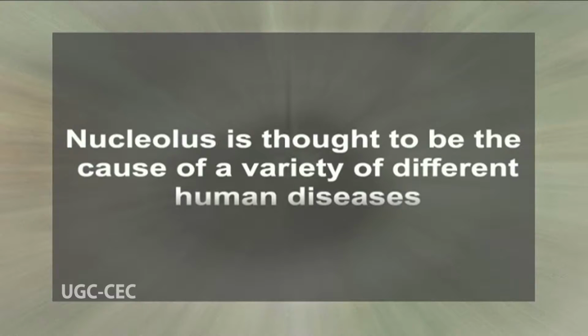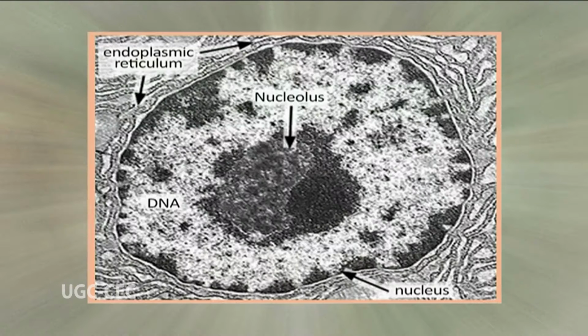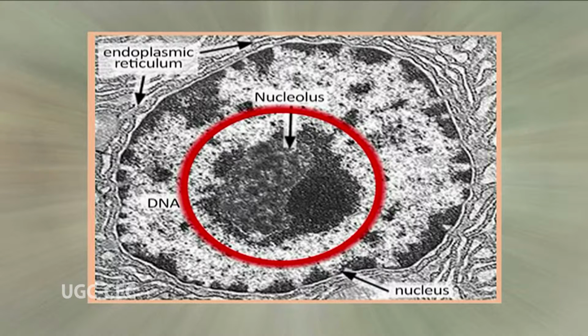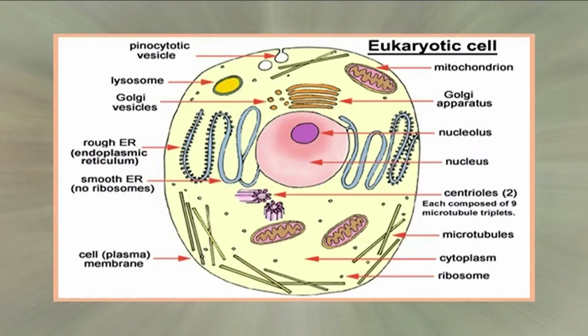the nucleolus. Having a close relationship to the chromosomal matter of the cell and its important role in producing ribosomes, the nucleolus is thought to be the cause of a variety of different human diseases. Through the microscope, the nucleolus appears like a large dark spot within the nucleus. Eukaryotic cells often contain a single nucleolus, but several are also possible. The exact number of nucleoli is fixed among the members of the same species.